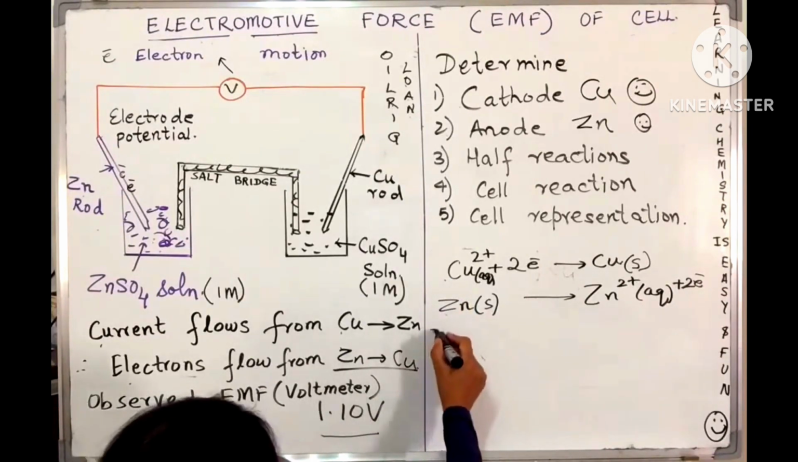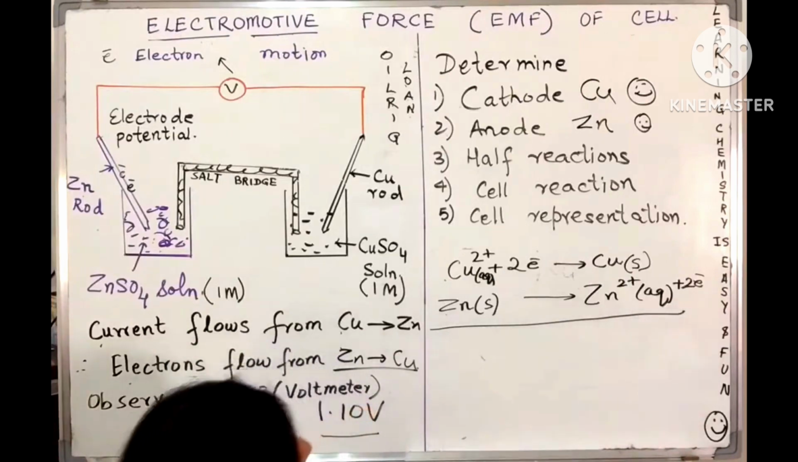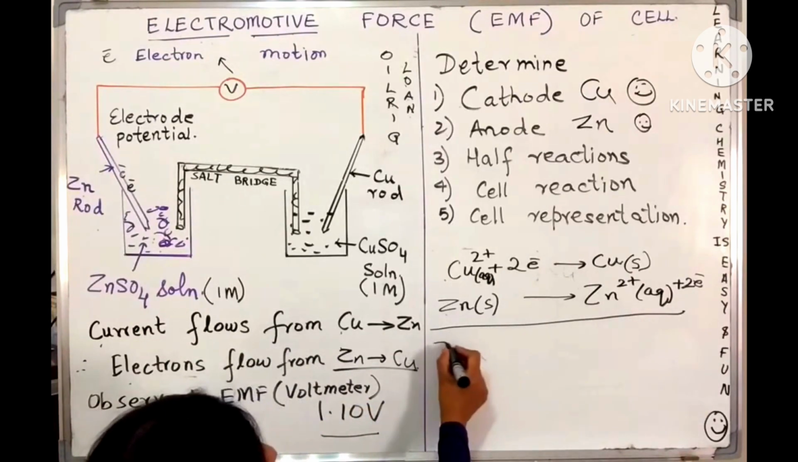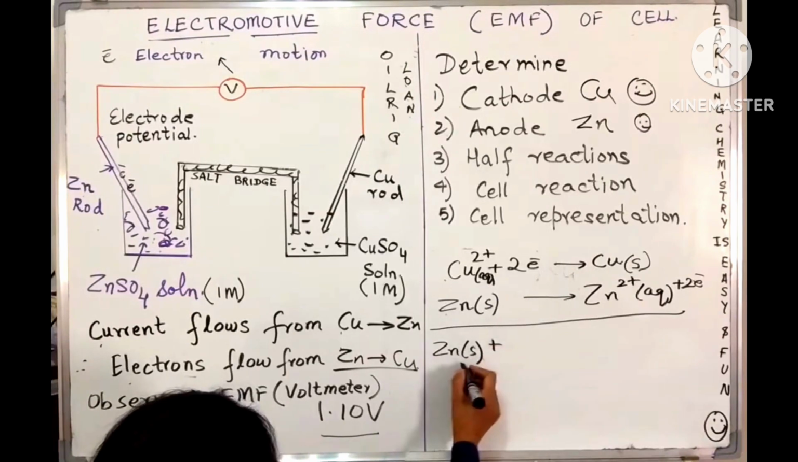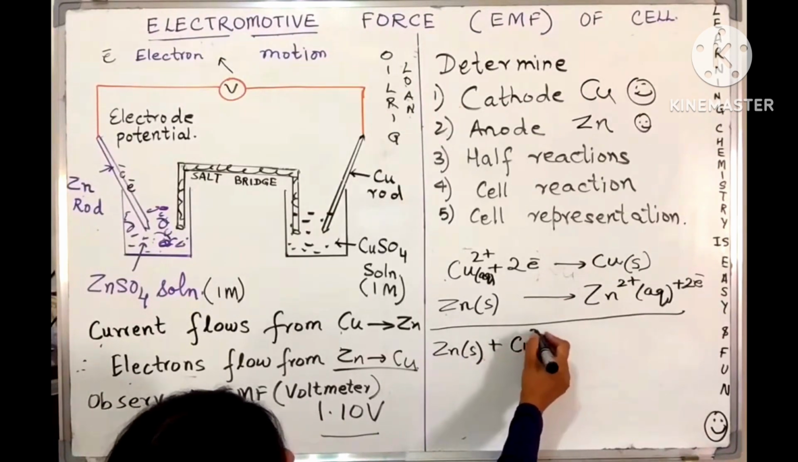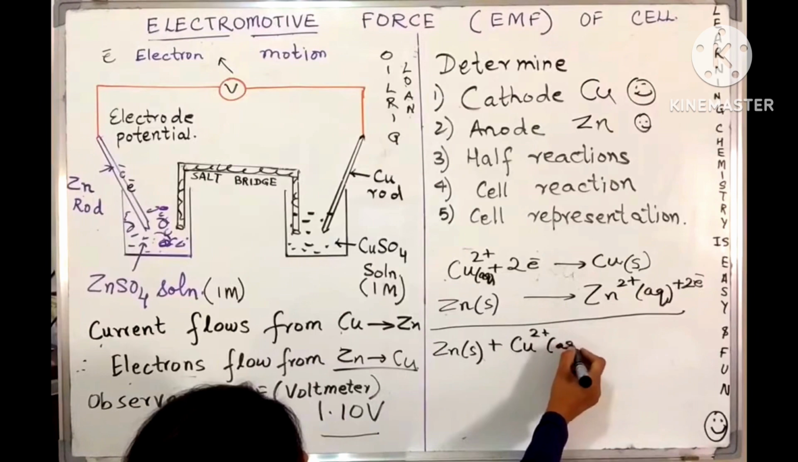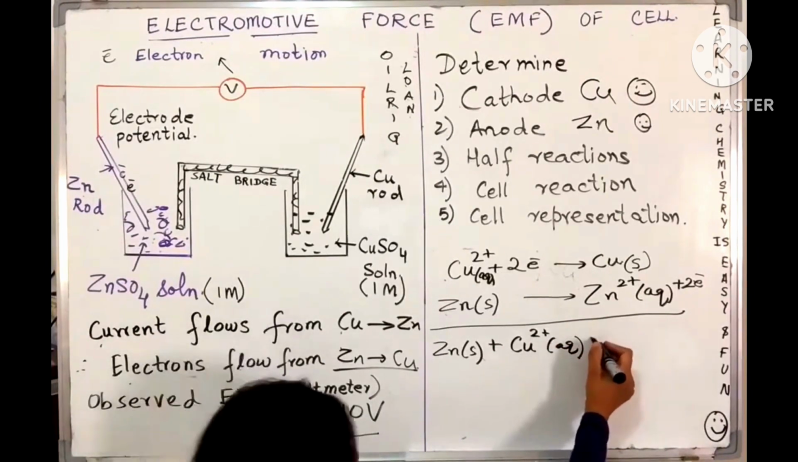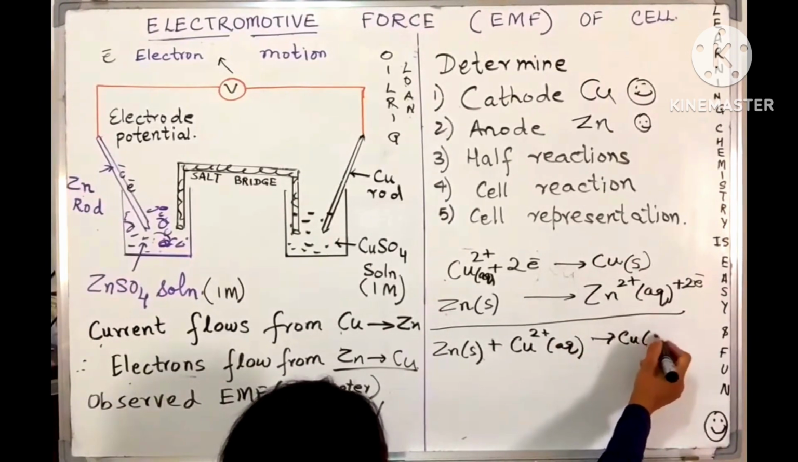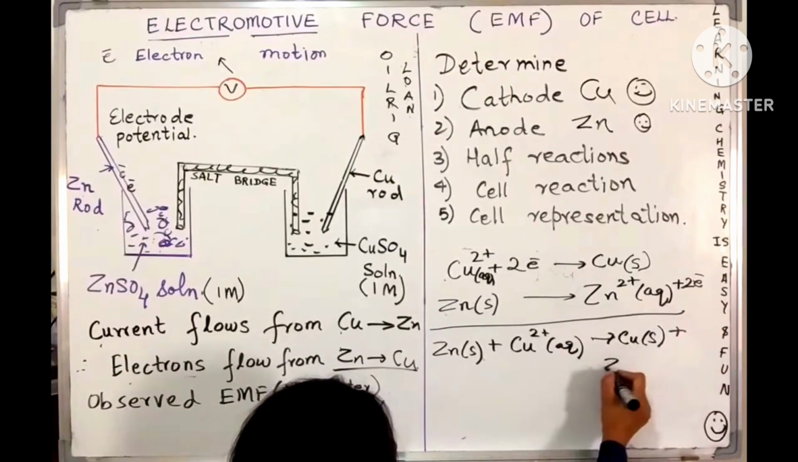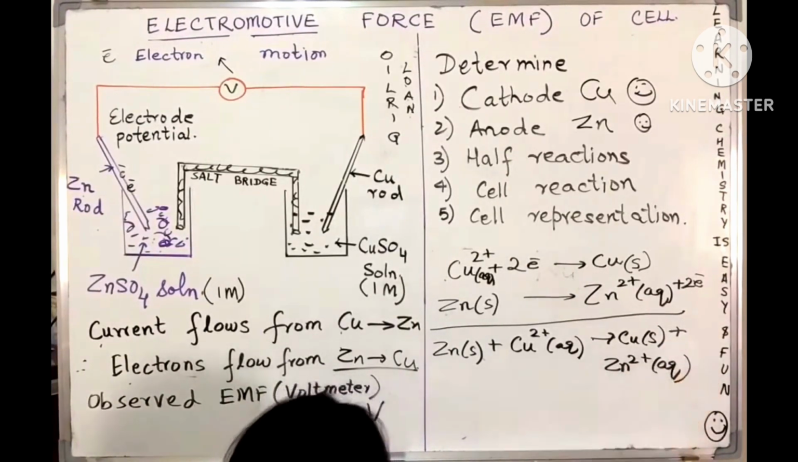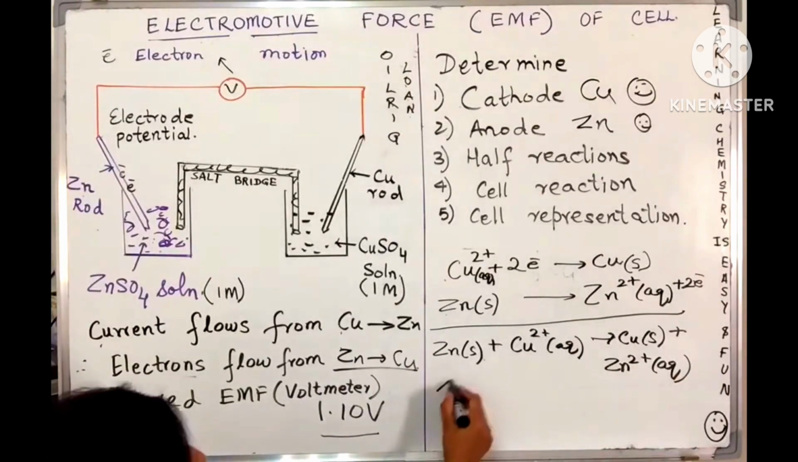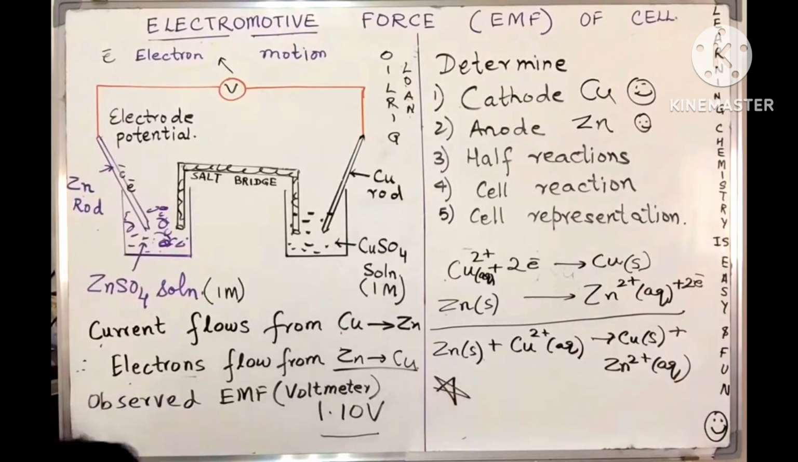Cell reaction. How do you get the cell reaction? You add them up. Perfect. So Zn solid, this S stands for solid state, Cu2+ aqueous, turning to copper solid plus Zn2+ aqueous. You got right up till now? Very good. Give yourself a star.